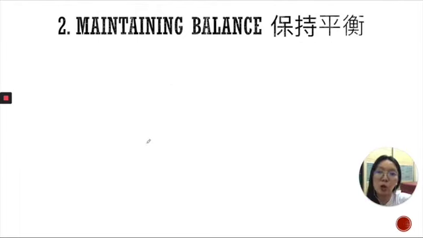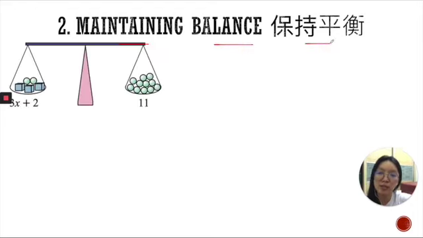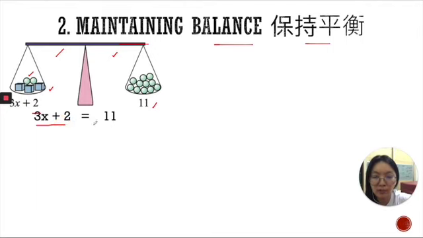The second method is called maintaining balance, 保持平衡. Let's say I have a balance here. On this stick, left and right are the same. I notice that there are 2 balls and 3 cubes, and then I have 11 balls here. Because it is balanced, I can say that 3x plus 2 on the left is equal to the 11 balls on the right.